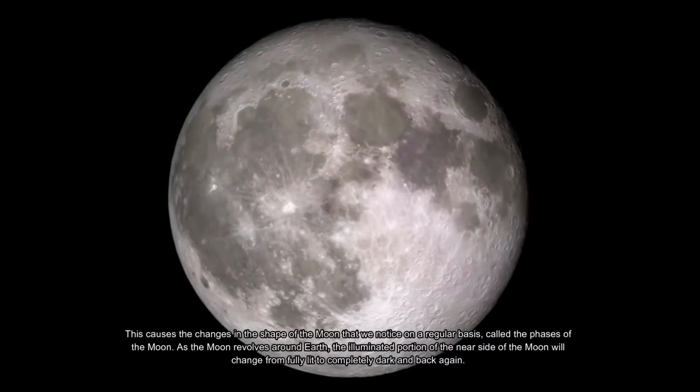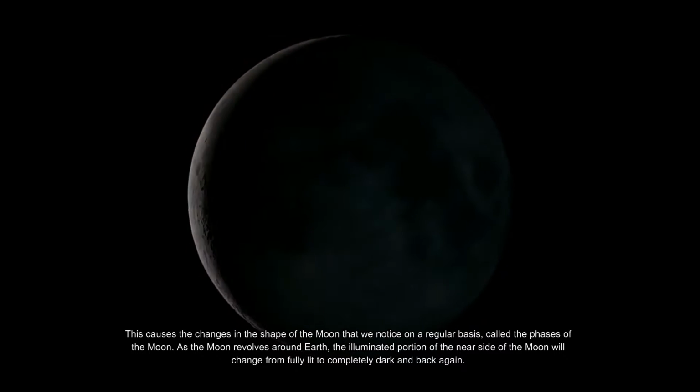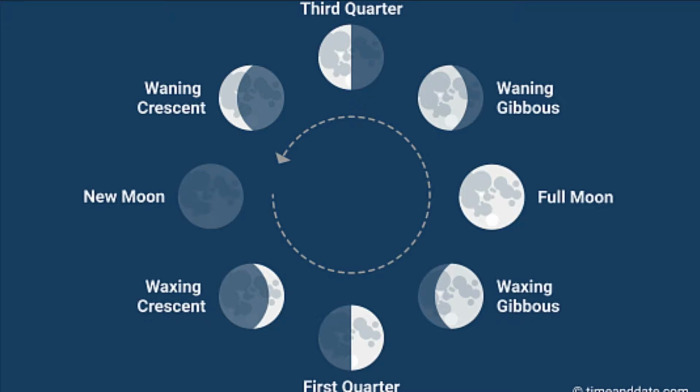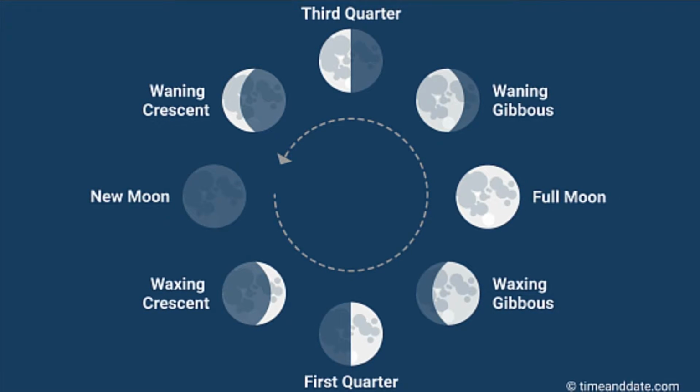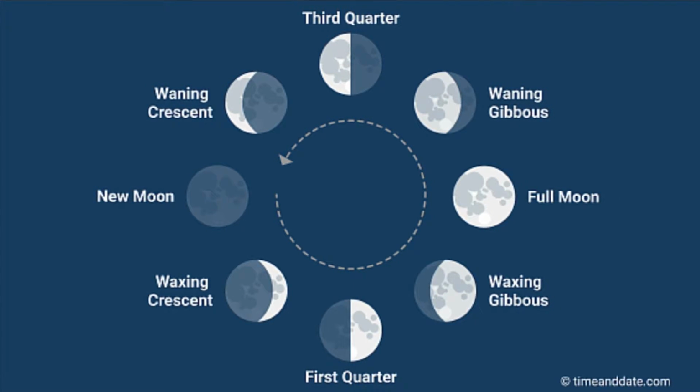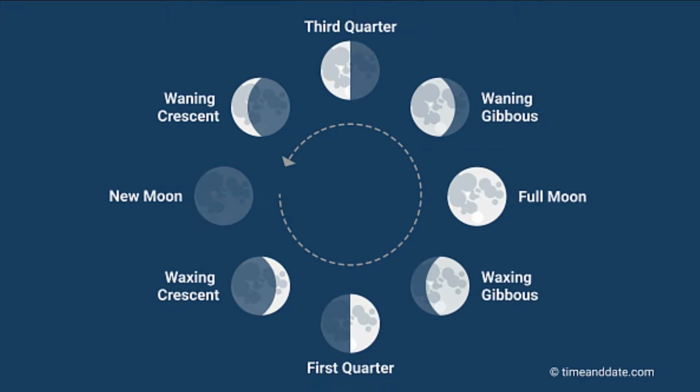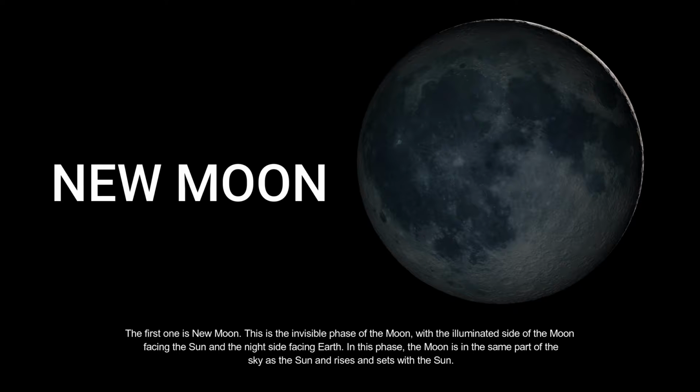As the moon revolves around the Earth, the illuminated portion of the near side of the moon will change from fully lit to completely dark and back again. There are 8 phases of the moon: full moon, waning gibbous, last quarter, waning crescent, new moon, waxing crescent, first quarter, and the last one is waxing gibbous. The first one is new moon.